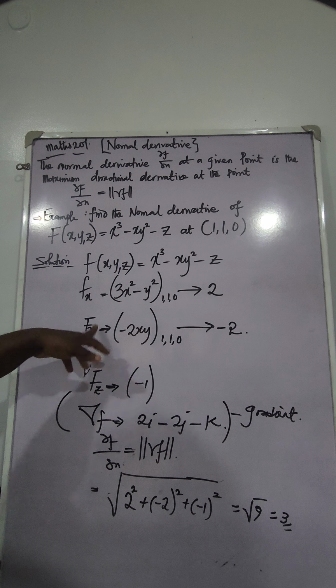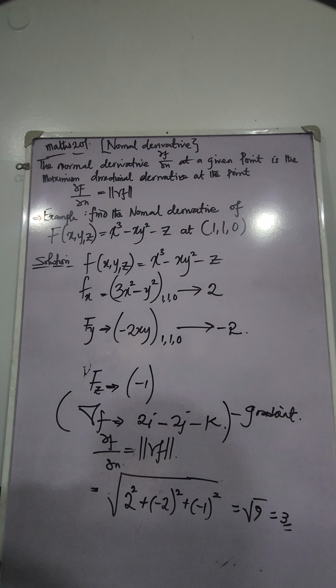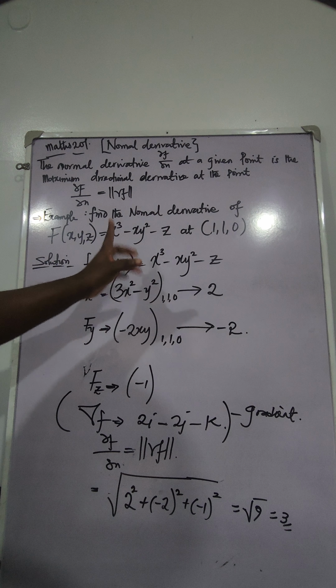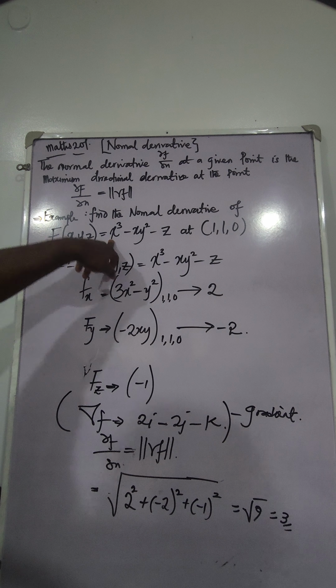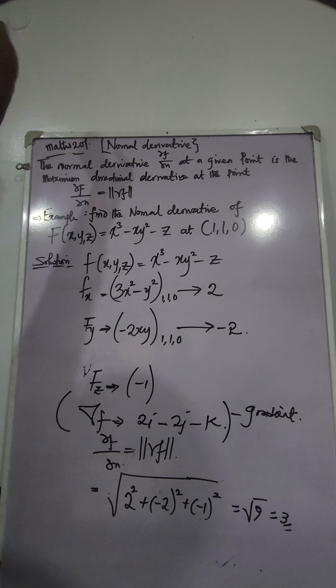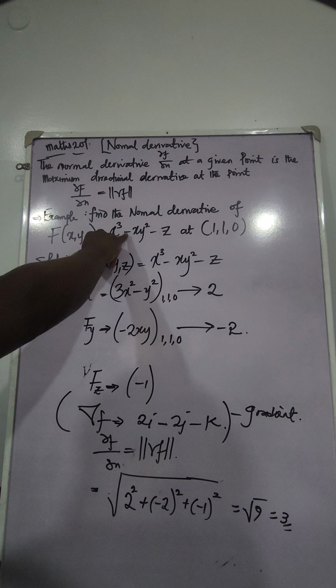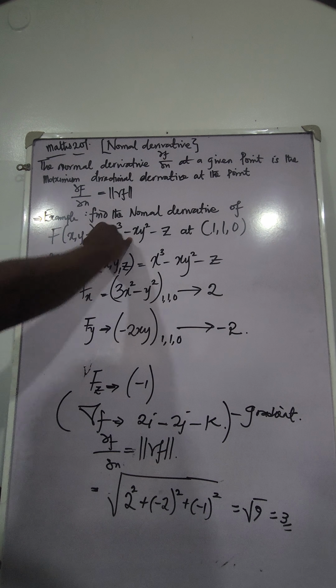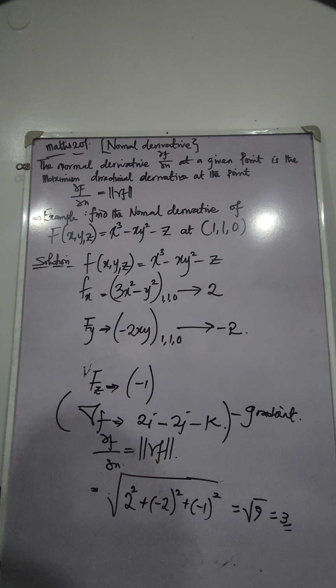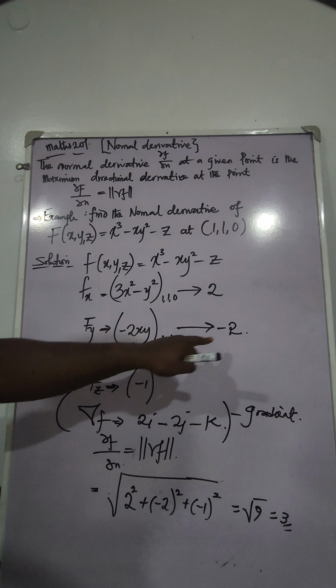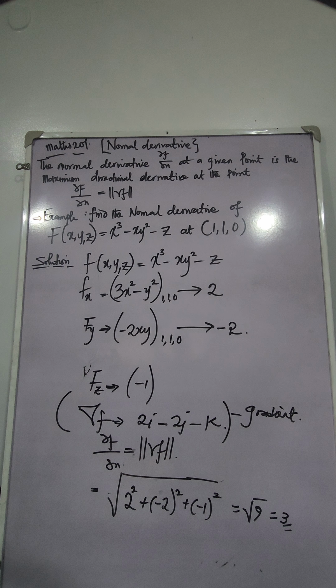Now we come to f_y. If you differentiate the function, why does this term go out? There is no y here, so this goes out. So we have minus xy squared, and if you differentiate with respect to y here, you have 2xy. But there is a minus in front, so you have minus 2xy. And when you insert the point, you have minus 2.